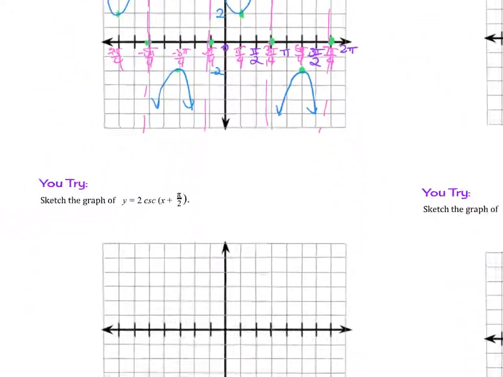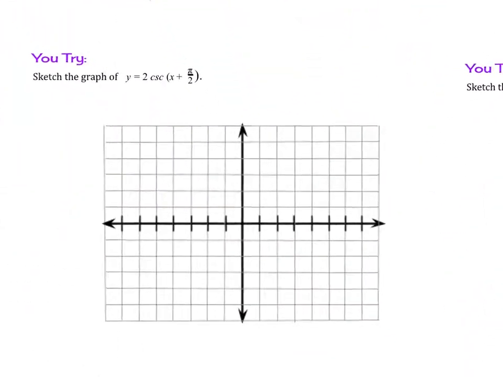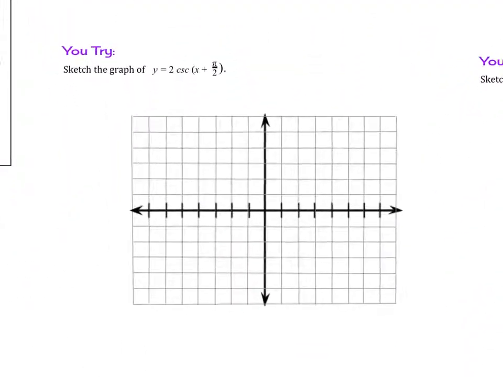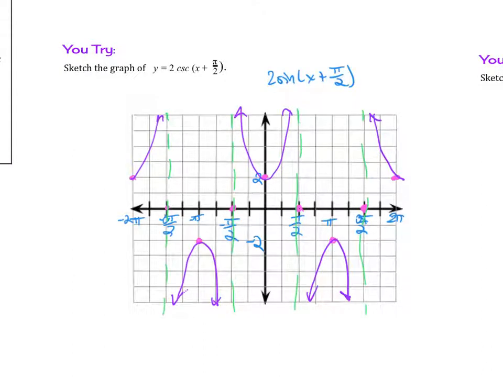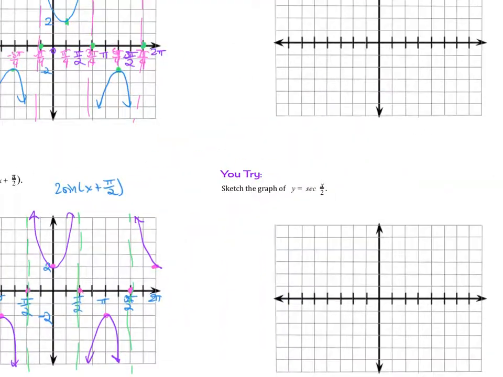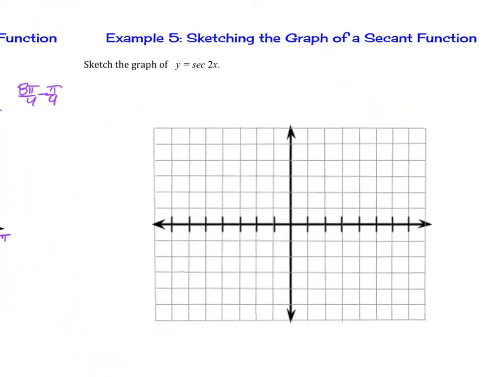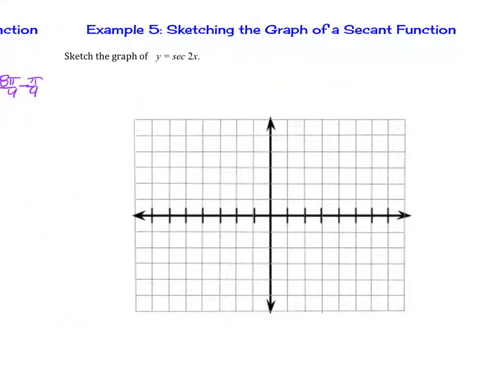So go ahead and try the next example, 2 cosecant of x plus pi over 2. So here's a graph of 2 cosecant of x plus pi over 2. It shifted left pi over 2, so that was nice because it was within the normal period, and we didn't have to add more x labels for our x-axis. So let's do the last example, y equals secant of 2x.